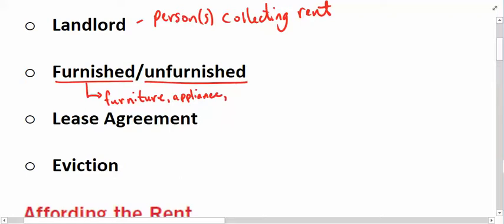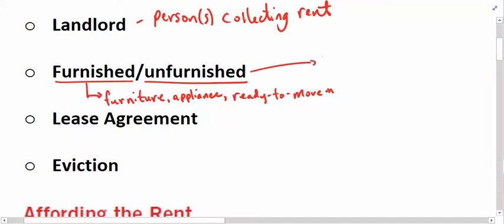Refrigerator, stove, air conditioner, that sort of thing. All of these appliances would be included in a furnished apartment. Basically, it's a ready-to-move-in space. All you have to do is bring your own stuff.